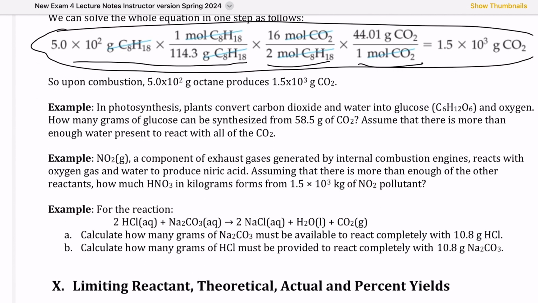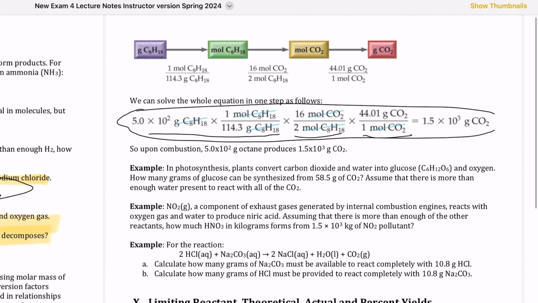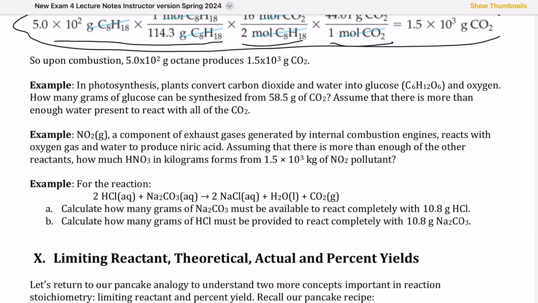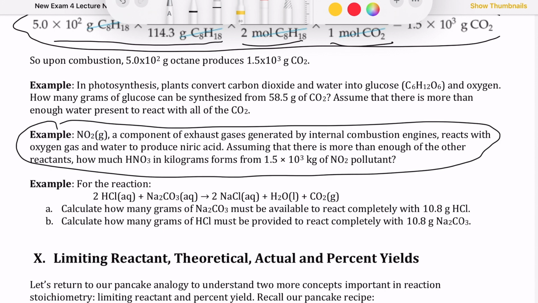All right, I'll try to apply that approach with another one of these problems here. Let's try this example, and then you can try the other 2. With this one, it says NO2 gas, a component of exhaust gases generated by internal combustion engines, reacts with oxygen gas and water to produce nitric acid.